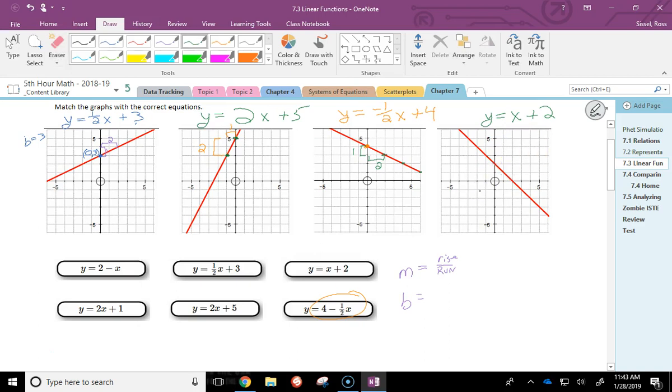Okay, so every part, which is okay, because this is what we're going to do all today. To find out each line, first thing we have to do is identify our y-intercept. That's our b. So if I look at this one, where does this red line cross our y-axis?